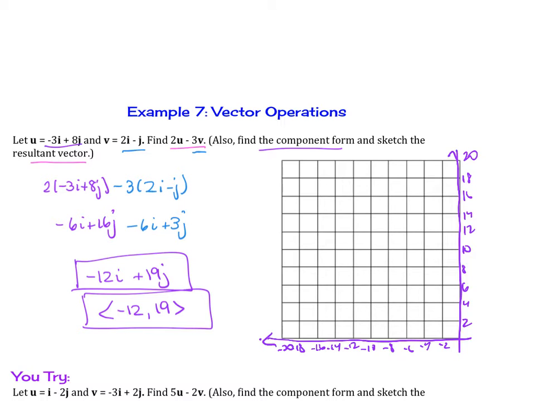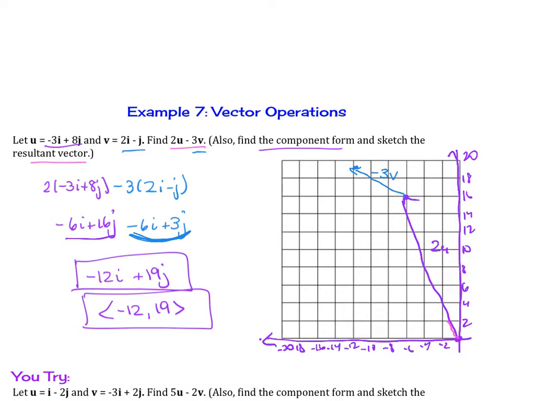So I'm going to graph the 2u first. So 2u is negative 6i plus 16j. So this means I go negative 6i, so from the origin, left 6, and then up 16. So that is 2u. Then I do the negative 3v, or plus negative 3v. So from this point, I go left 6, 2, 4, 6, and up 3, which is 1.5, which is right here. And so this is my negative 3v.